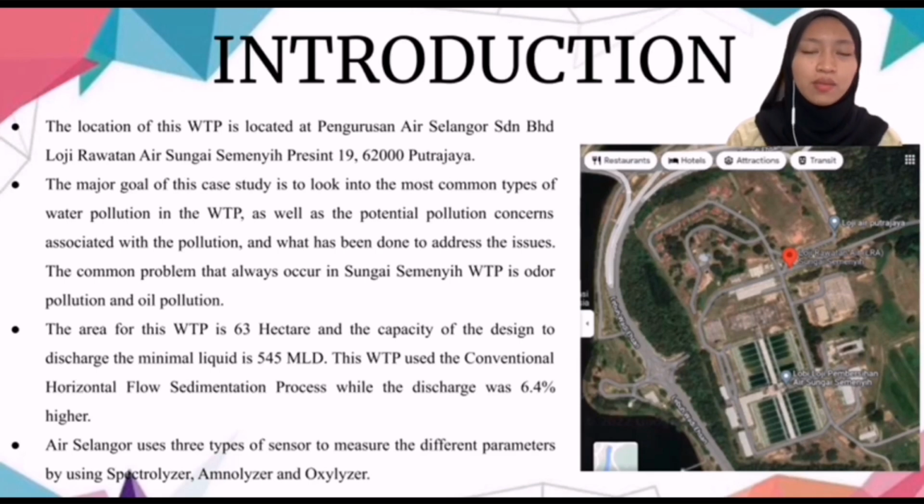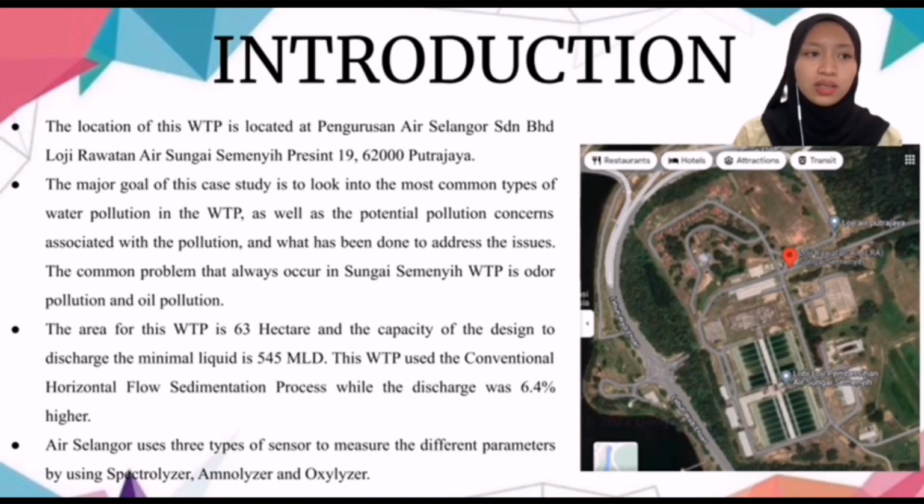This WTP is located at Pengurusan Air Selangor Sendirian Berhad, Loji Rawatan Air Sungai Semenyih, Putrajaya. The major goal of this case study is to look into the most common type of water pollution in WTP, as well as the potential pollution concerns associated with the pollution and what has been done to address the issue. The common problems that always occur in Sungai Semenyih WTP are odor pollution and oil pollution.